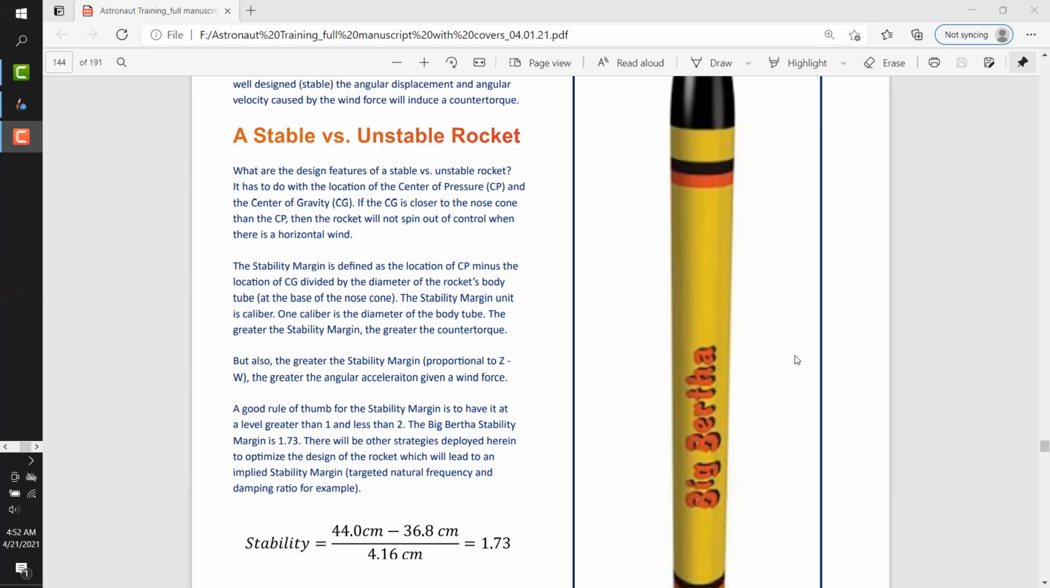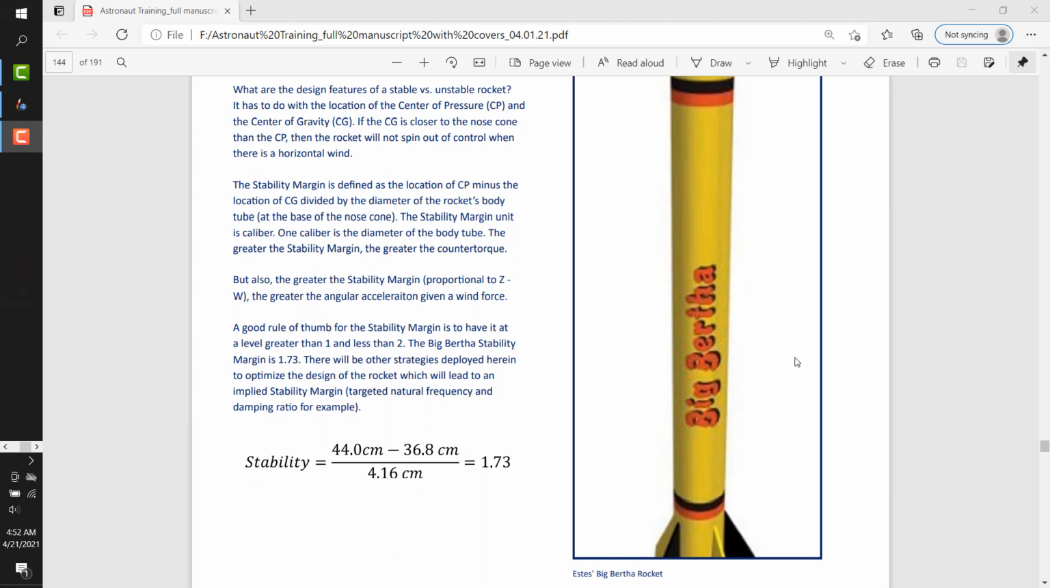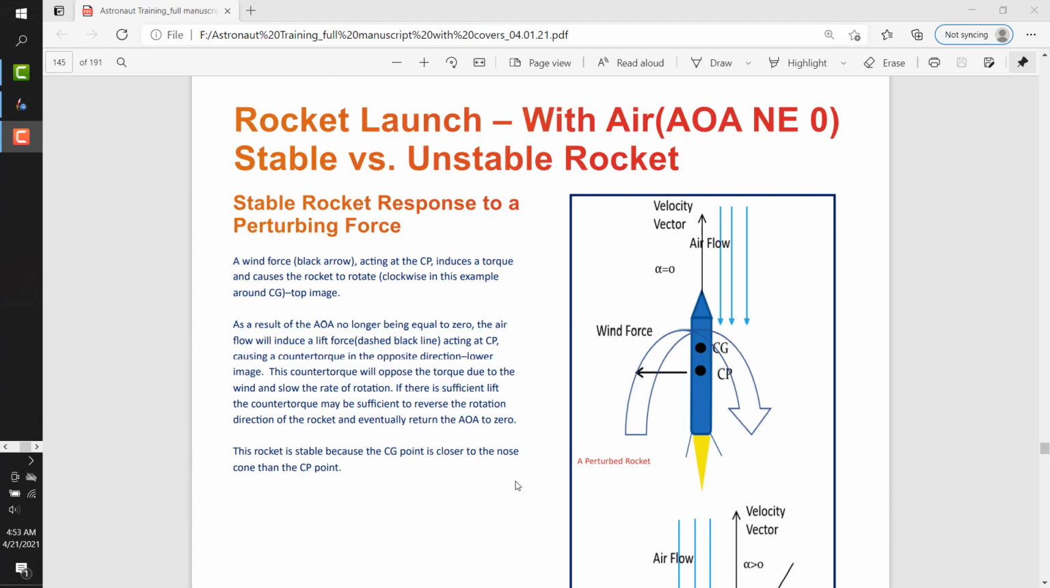The greater the stability margin, the greater the counter torque. But also, the greater the stability margin, which is proportional to that Z minus W that you saw on the previous page, the greater the angular acceleration given a wind force. So there's a trade-off. A good rule of thumb for the stability margin is to have it at a level greater than 1 and less than 2. The Big Bertha stability margin is about 1.73. And again, that is the center of pressure minus the center of gravity divided by the diameter of the body tube. Example, stable rocket responds to a perturbing force.